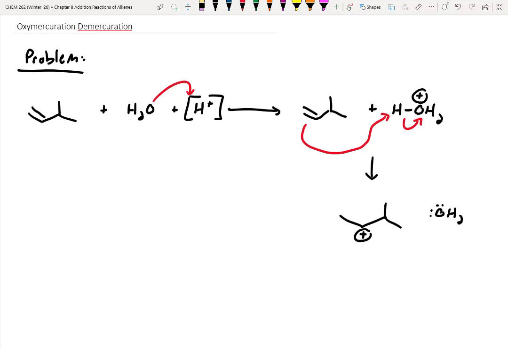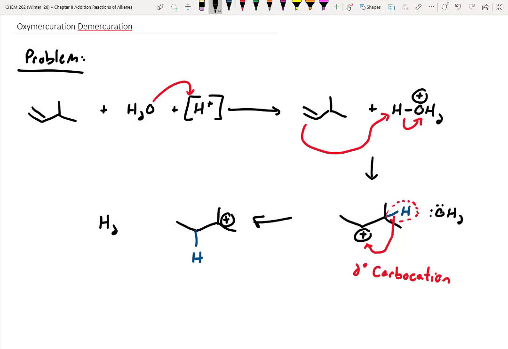Rearrangement, right? Over here, we've got a secondary carbocation. Secondary carbocations aren't the best. If we can rearrange them into something better, it'll happen, right? If we think about it, we've got a hydrogen right over here. We could take this entire hydride, meaning the hydrogen and its electrons, and we can slide that entire hydrogen over. That would give us a tertiary carbocation, right?